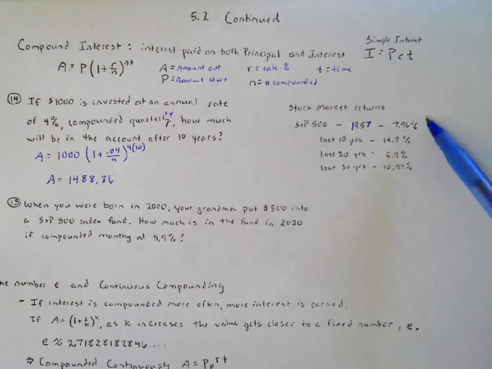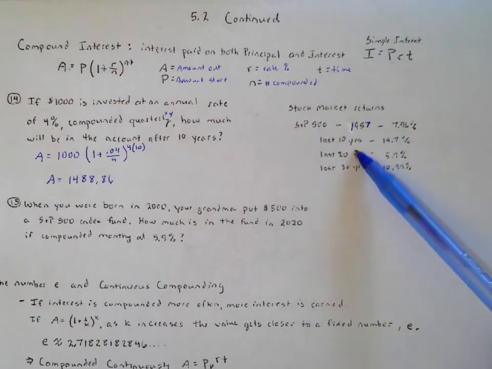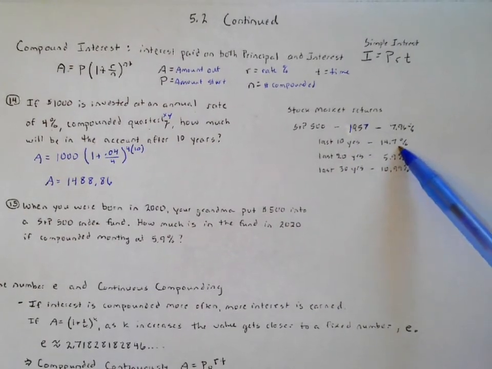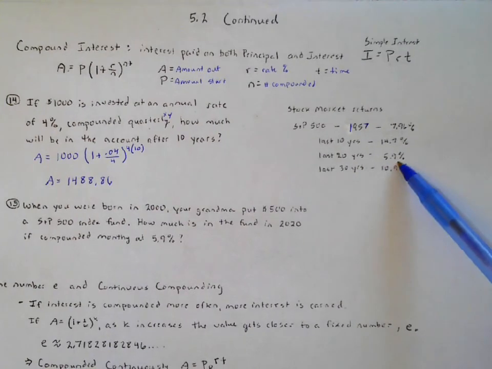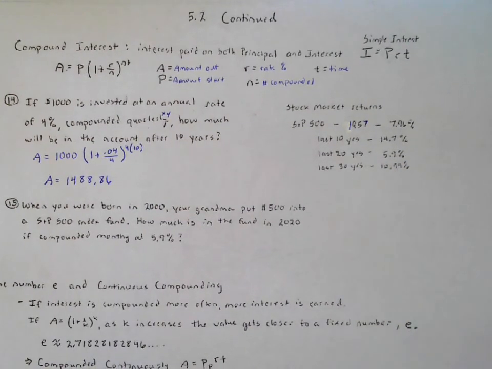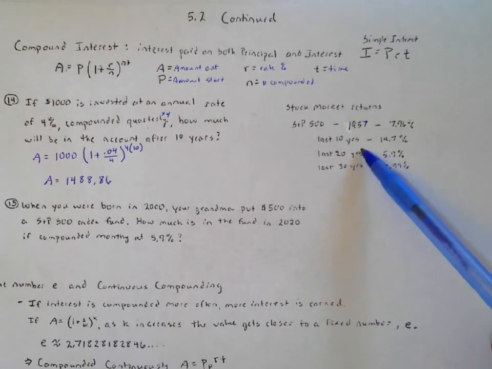If you put something in there, you would have gained, till present, and I just looked this up the other day, about 8% per year. Okay, in the last 10 years, the S&P has gone up 14.7%. In the last 20 years, 5.9%. In the last 30 years, 10.99%. This includes those really bad years where we had the big depression and it went down right after 9/11. Okay, but anyway, these are kind of the average returns.